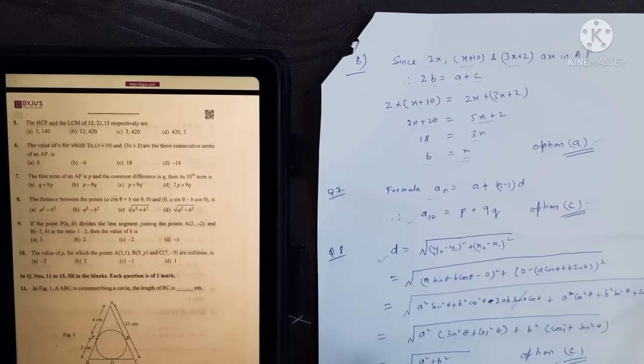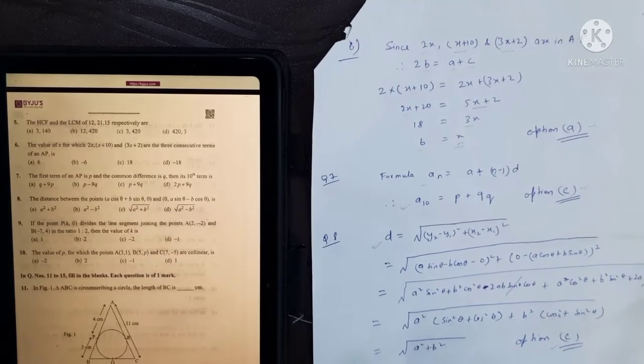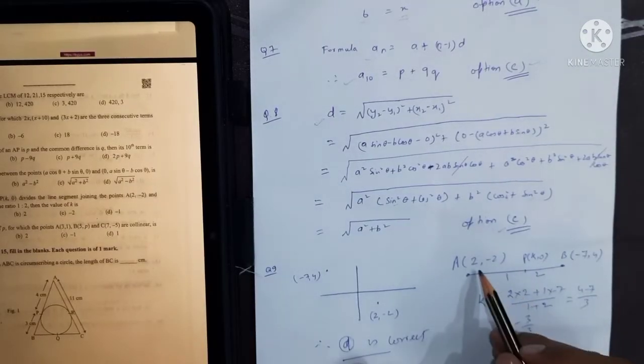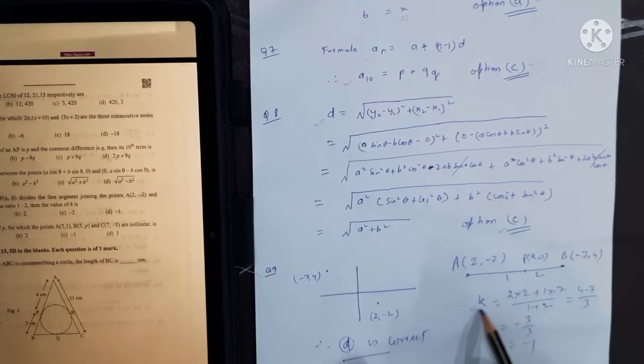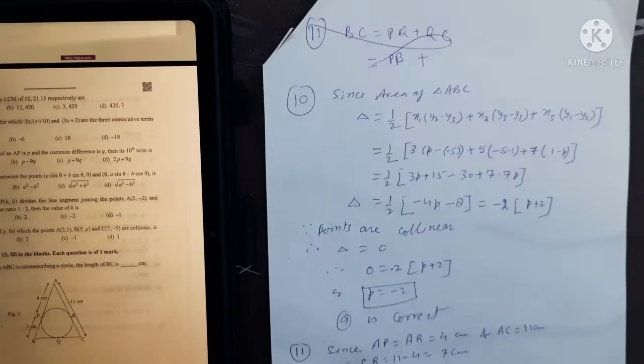For question number 9, we have to find a point k comma 0. So we are using the section formula and putting the values in place. We get k is equal to minus 1. So the option D is correct for question number 9.